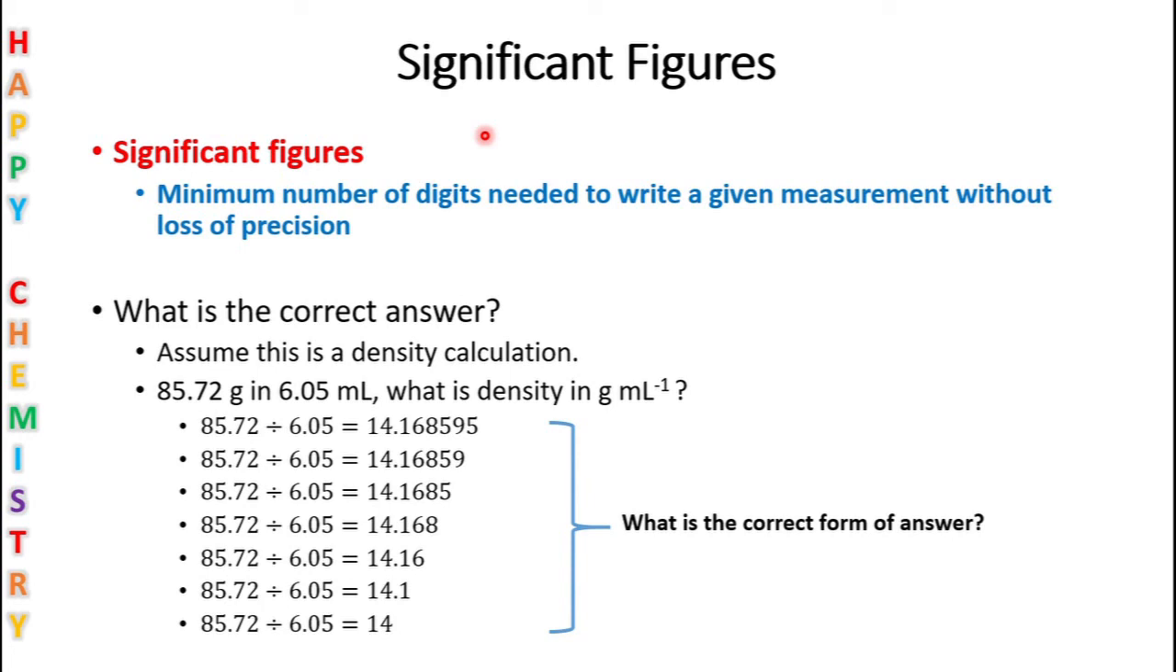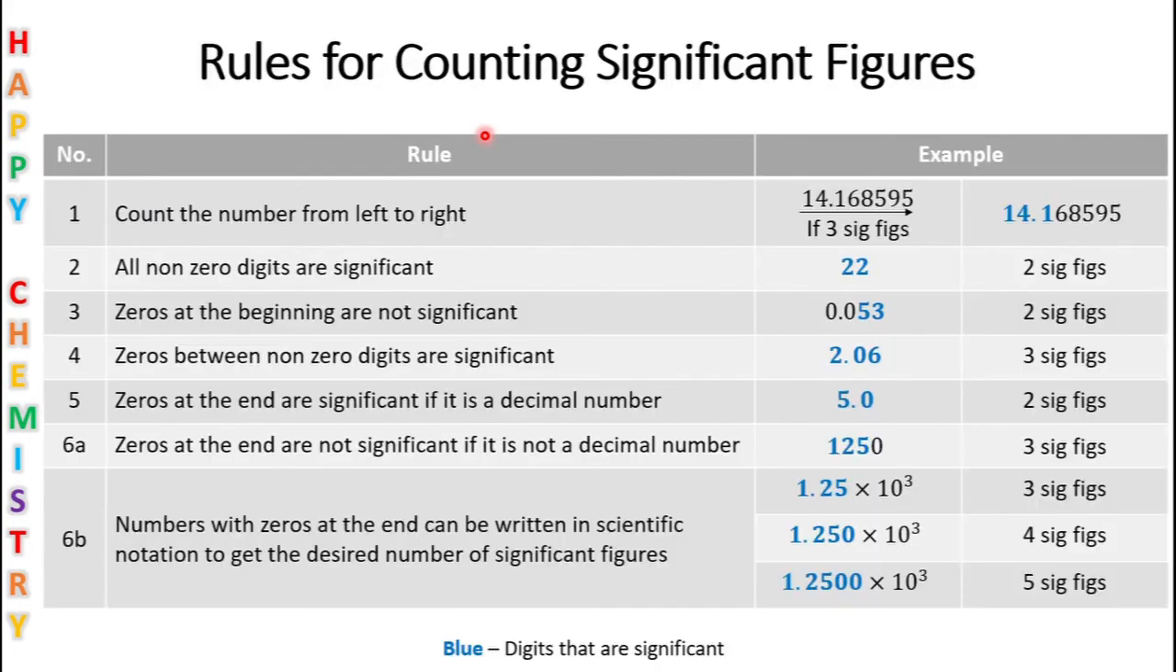The first step of understanding the concept of significant figures is to know how to accurately count them. There are 6 rules that you need to follow. I will go through them one by one. I will also give a simple example to understand each rule.